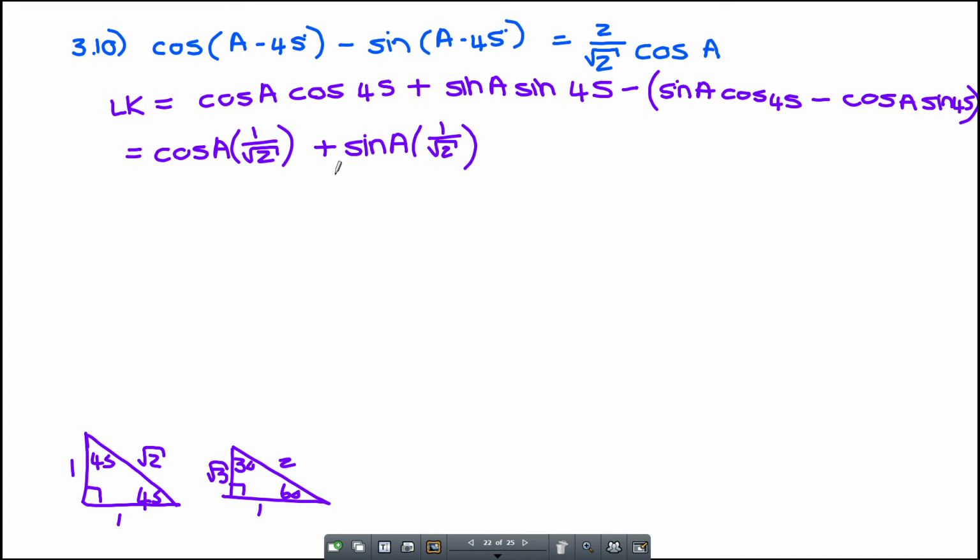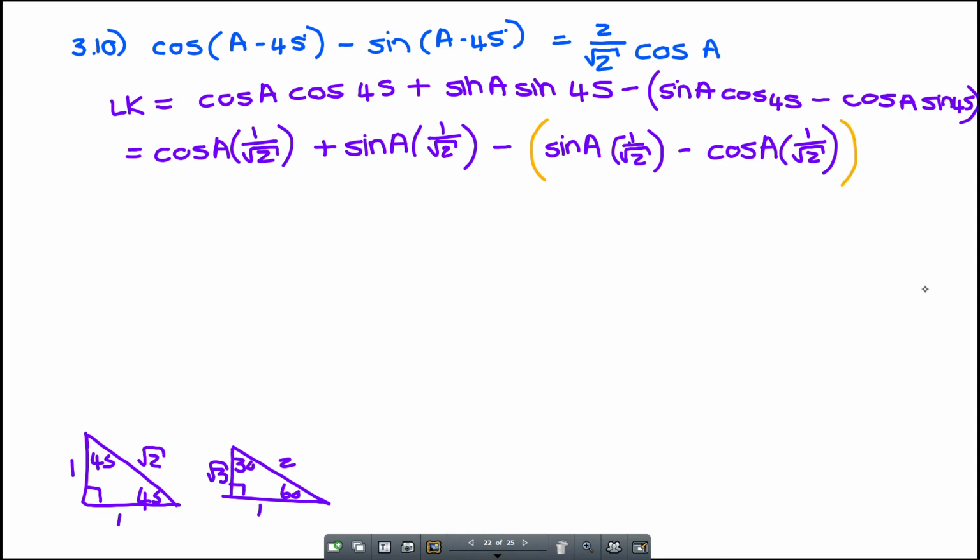Okay, cos A, sin A, then minus. Let's keep that in brackets. Ek gaan hom net gou vir ons 'n ander kleur gaan maak so that we can see it clearly. Sin A will stay the same. Cos 45 we said is 1 over square root 2. Minus cos A, en dan sin 45 is mos weer 1 op wortel 2. You guys good there?